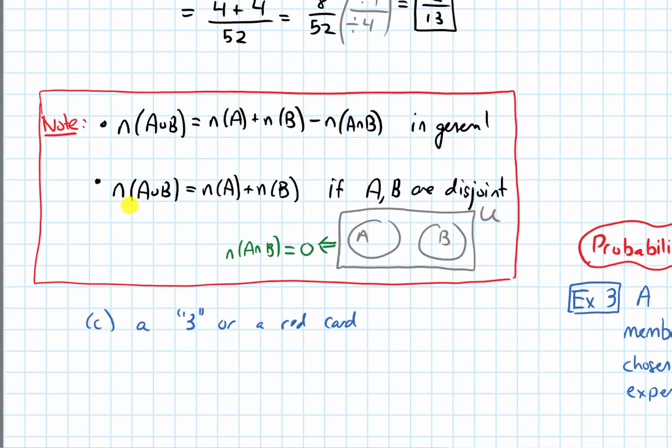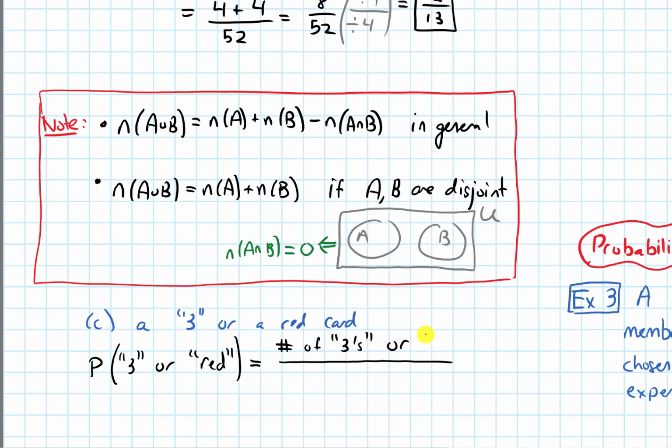Part C. So what's the probability that this card is a 3 or a red card? So I want to find the probability that we get a 3 or a red. So if I do the same type of thing, I'm going to count the number of elements in this set on the top. So that's the number of successful outcomes. So this is the number of 3s or reds on the top. And on the bottom, the total number of outcomes, which in this case, it's the total number of cards, because my outcome is just drawing a card.